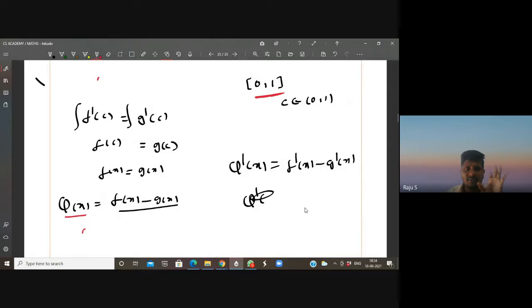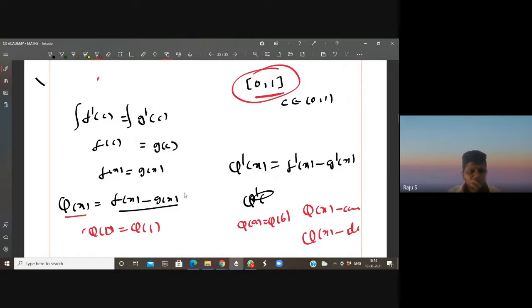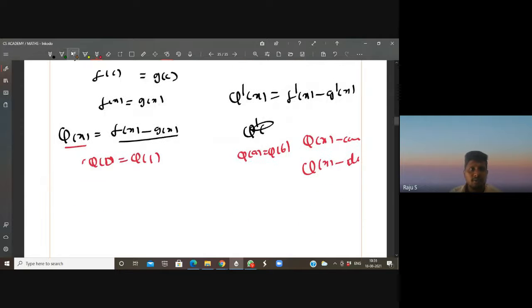And what is the third condition? Phi of x is continuous, phi of x is differentiable. What is the third condition of Rolle's? Phi of a is equal to phi of b. So here phi of 0 is equal to phi of 1. Is f of 0 minus g of 0 equal to f of 1 minus g of 1, students?